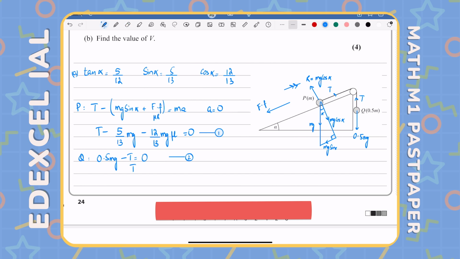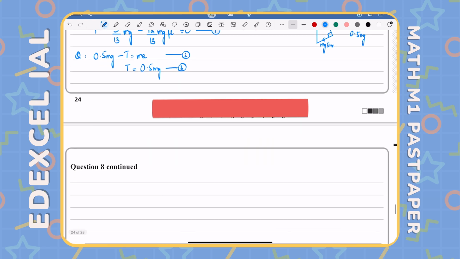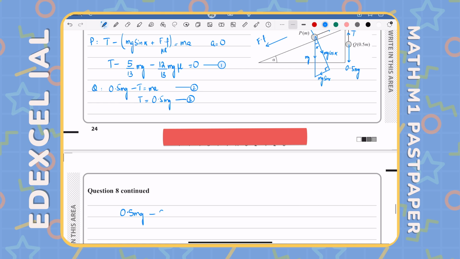Now, let's write this as mass times acceleration first. Since acceleration is 0, T is equal to 0.5 mg. This is our third equation. Since this has come with the help of the second, we're going to plug it in the first equation. So we get 0.5 mg in place of T, minus 5 upon 13 mg, minus 12 upon 13 mg mu is equal to 0.